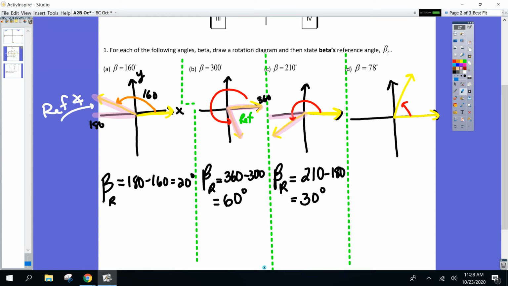Where's my reference angle? Terminal side and what axis? X. And don't go this way, because you know your angle's got to be less than 90. 78. It's the same angle. If an angle's in quadrant 1, it's its own reference angle. Don't use 90. Remember, we're never using 90. That's on the y-axis. It's formed with the x-axis. So if an angle's in the first quadrant, it's its own reference angle.